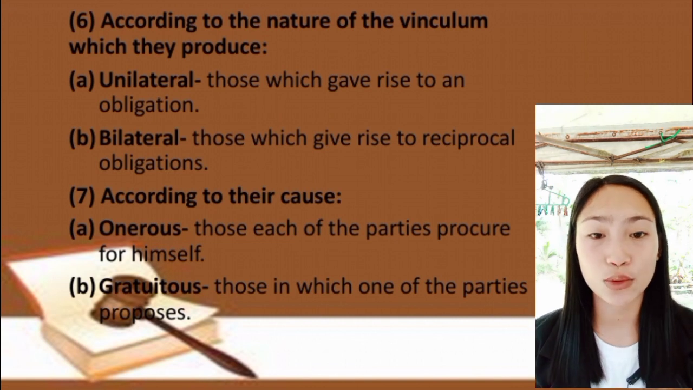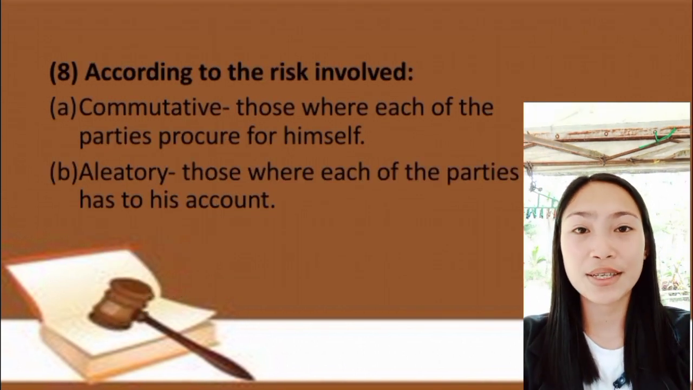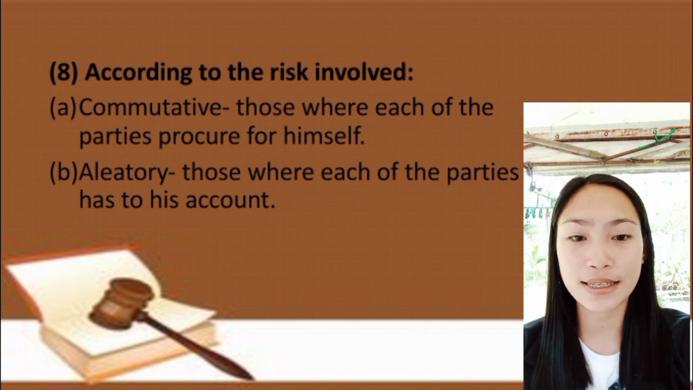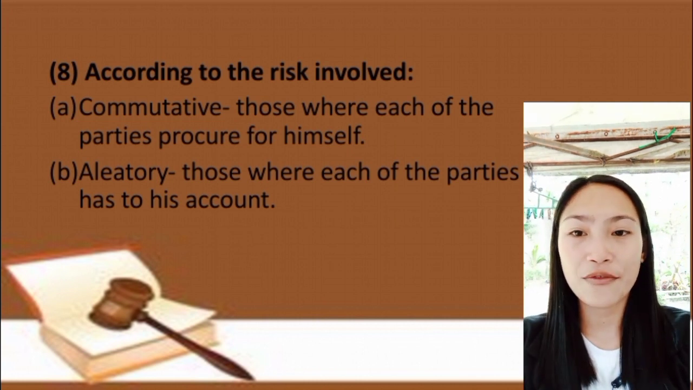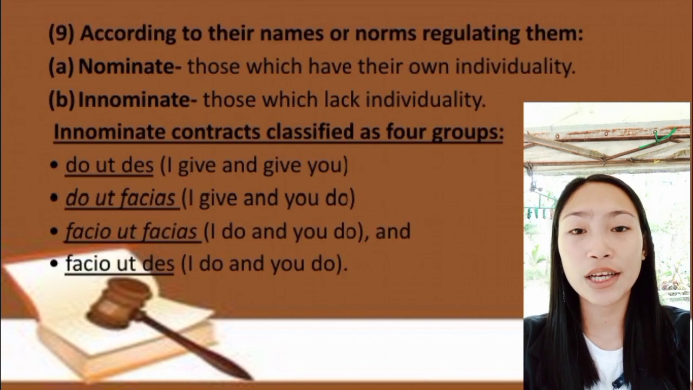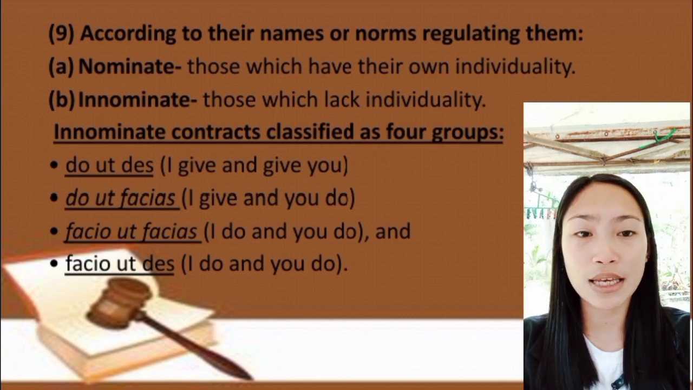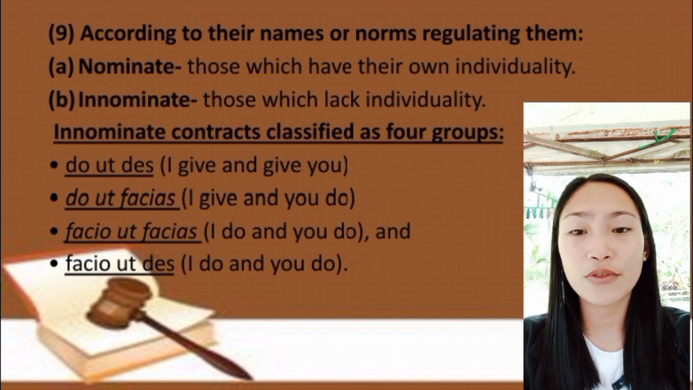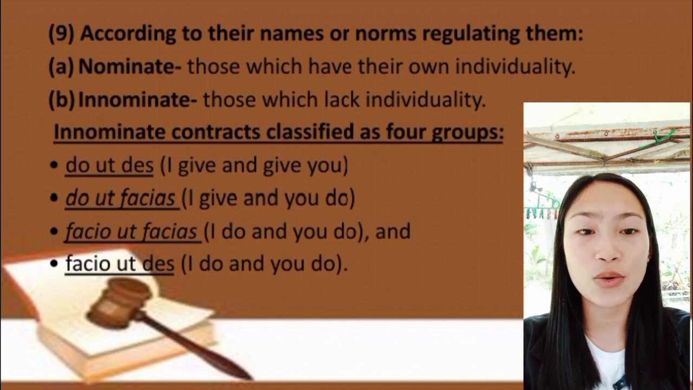Example is commodatum. So according to the risk involved, we have commutative, those where each of the parties acquires an equivalent. Example is lease. Then we have aleatory, those where each of the parties has to his account a chance of gain or loss. Example is insurance. Then according to their names or norms regulating them, we have nominate, those which have their own individuality, for example, sale, lease, and common carrier. Then we have innominate, those which lack individuality.